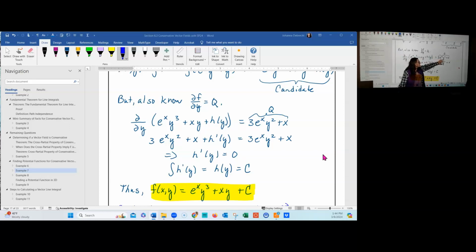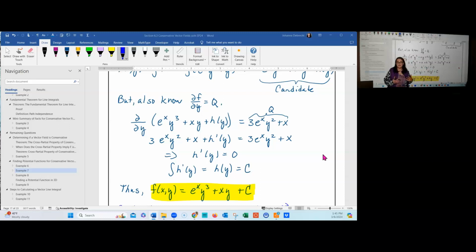Q is 3 e to the xy squared plus x, and when we take the partial with respect to y only of our potential function, we get 3 e to the xy squared plus x plus the derivative of h with respect to y. Notice the last one is a true derivative because it's only a function of y, so it is a straight letter d, not the curved partial. Because we have two terms in common on both the left and the right side, they cancel, which again tells us that h prime of y equals 0.